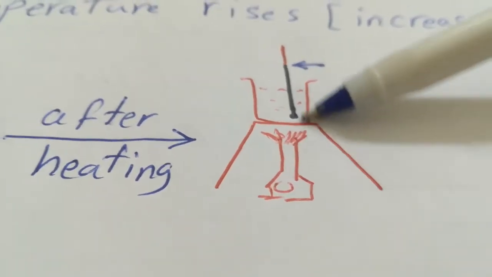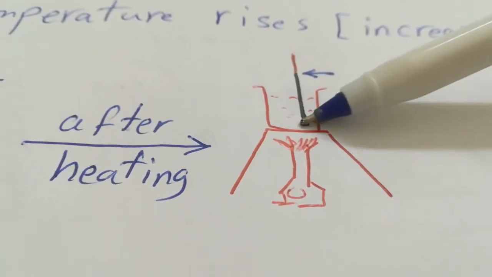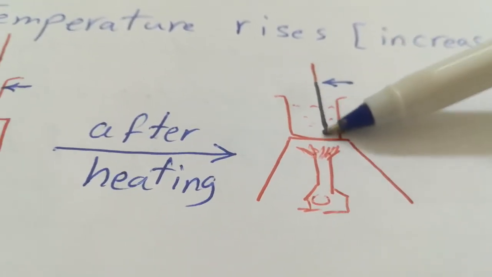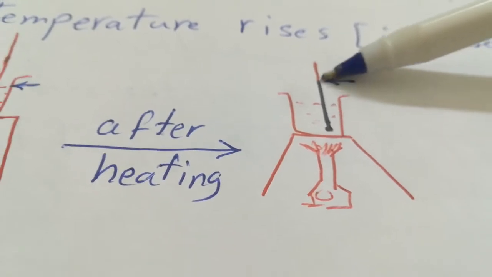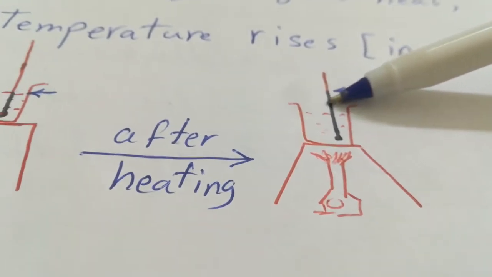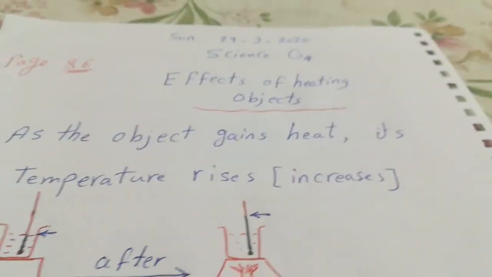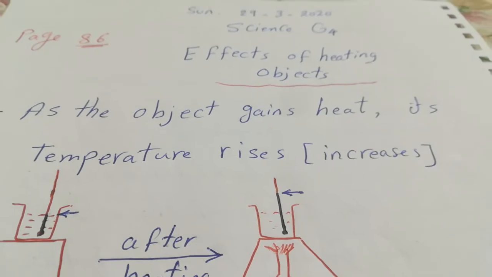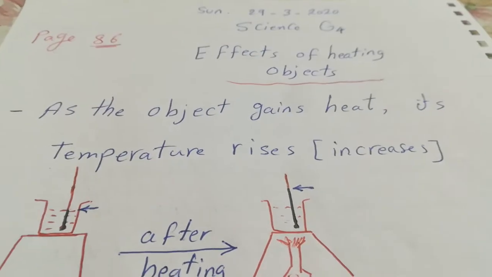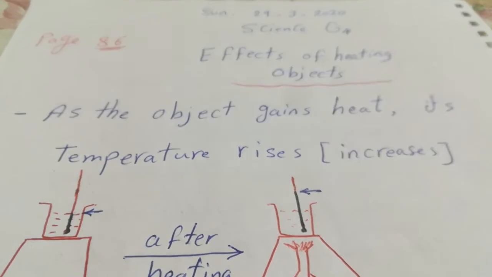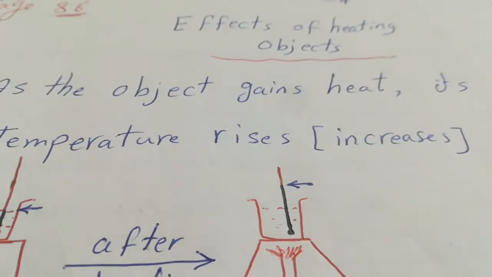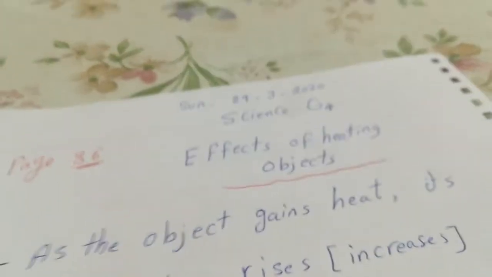If we heat the water here, kids, what happens? We notice that the temperature increased. So we can say as the object gains heat, its temperature rises or increases.